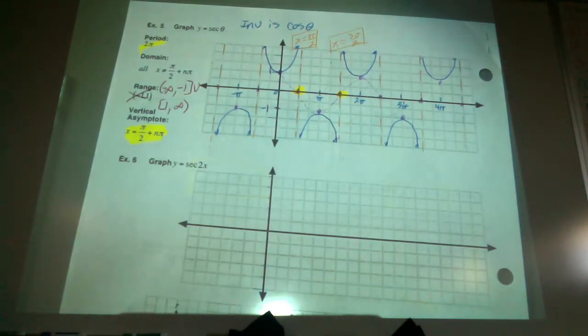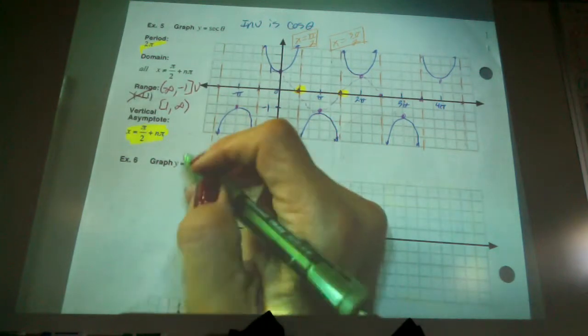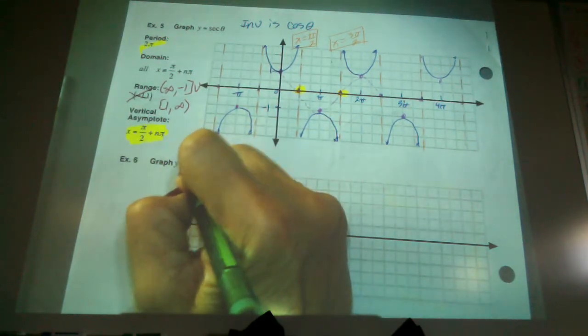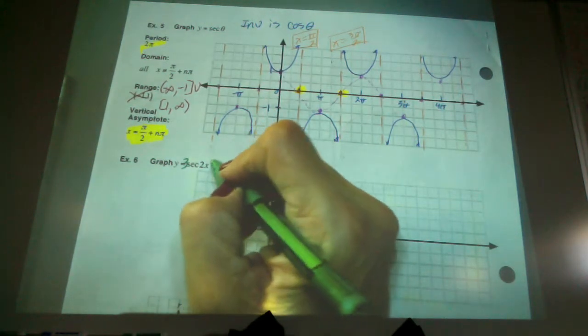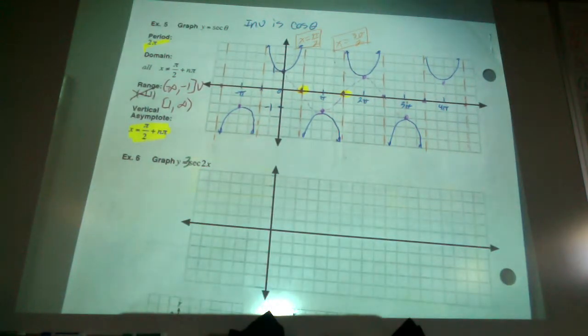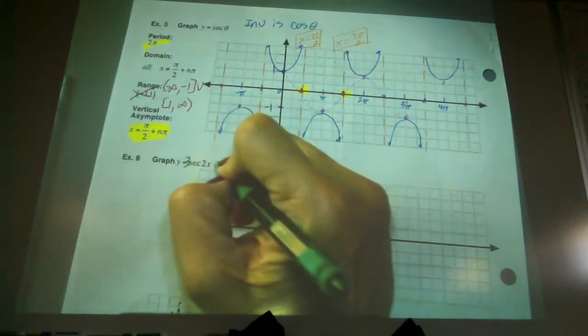So don't graph number 6 yet, because I'm going to change the question on you. Any questions on that before we do more complicated questions? Those are just plain basic graphs. Okay? All right, so we're going to change example 6 to read y equals 3 secant of 2x. What did I put? Minus 1.